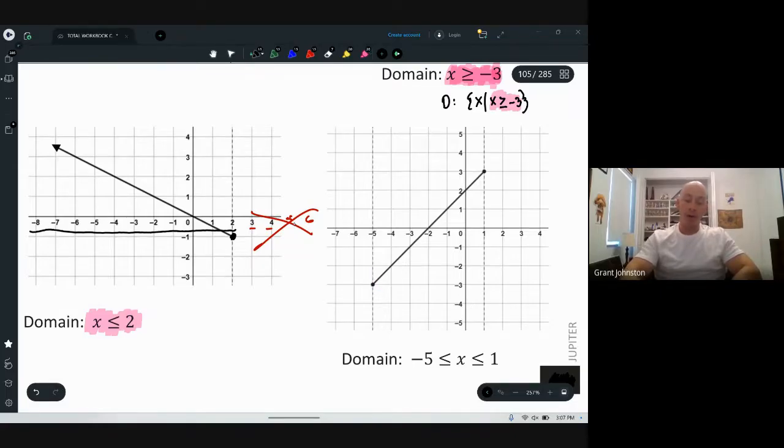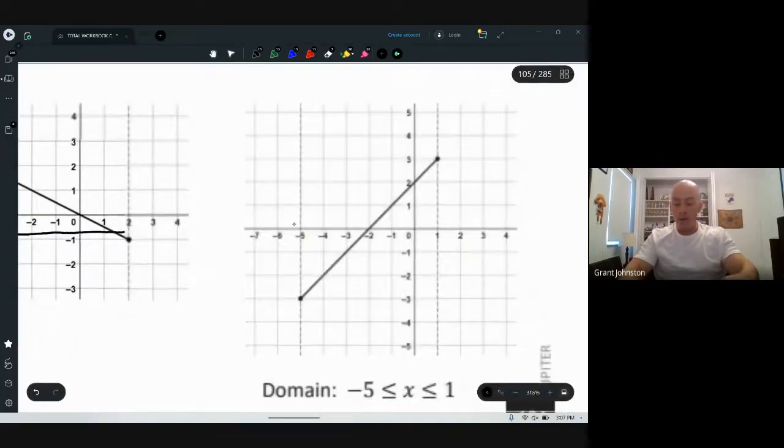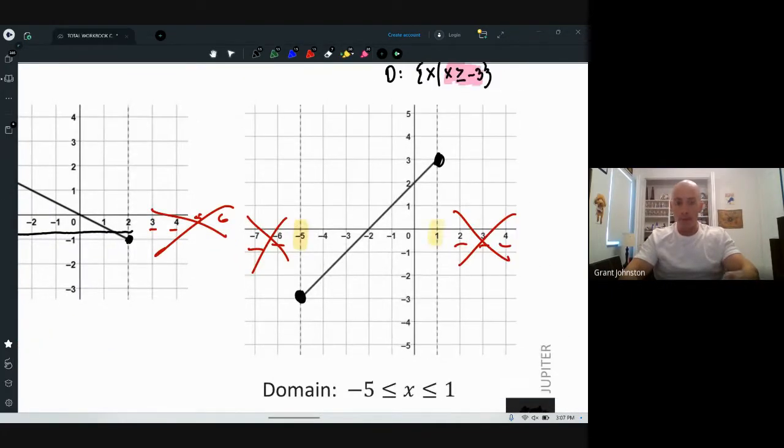We have an endpoint right here and an endpoint right here. It's never going to go to 2 or 3 or 4. It stops. It's never going to go out here. It's never even going to go out here. It stops. The domain, it's only going from -5 to 1. It's only going to be within the domain. The X values are only going to be those values.